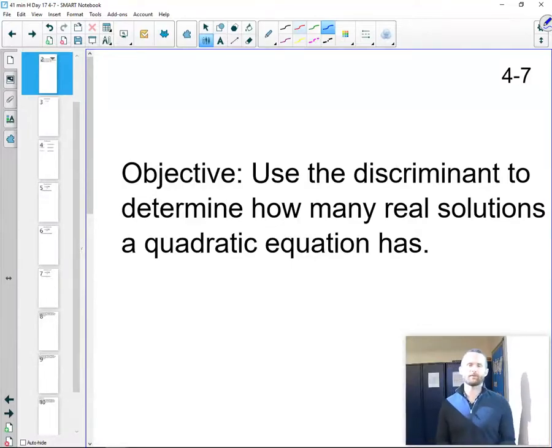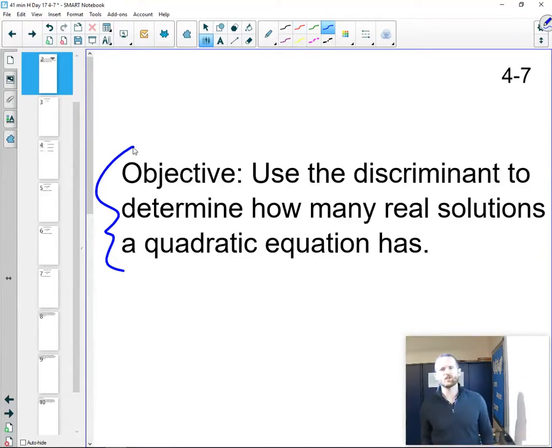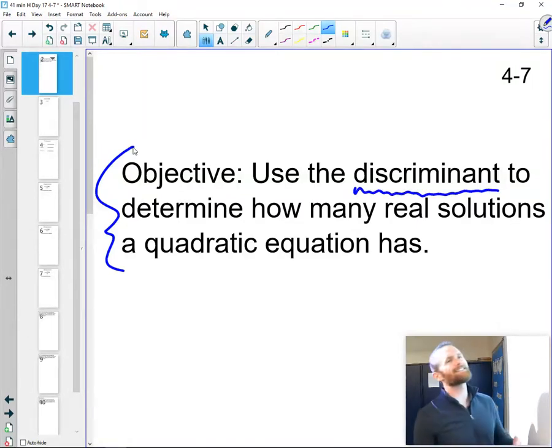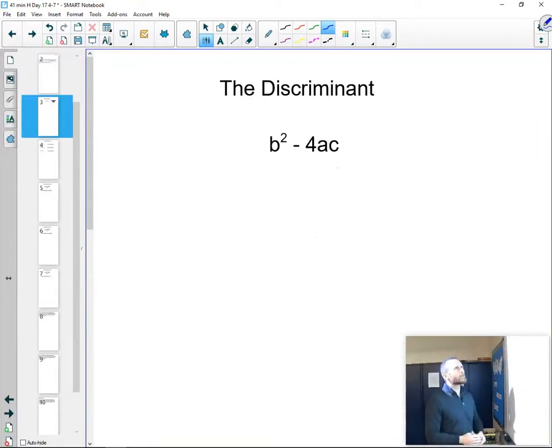In this video we're doing Chapter 4, Section 7, and after this lesson you should be able to use the discriminant to determine how many real solutions a quadratic equation has. The discriminant doesn't give us the real solution, it tells us how many real solutions there are. So let's take a look at what the discriminant is. The discriminant is b squared minus 4ac.